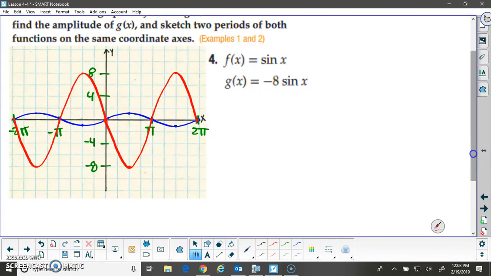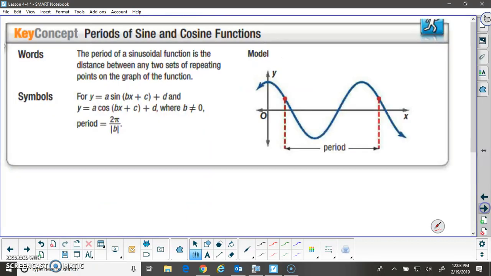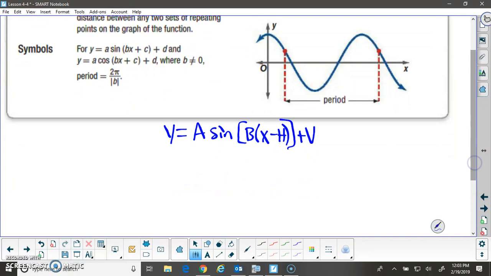Okay, so I've just shown you 4 graphs with vertical expansions and compressions and a couple of vertical reflections. So next I want to talk about changing the period. And we talk about sinusoids, and a sinusoid is an equation that's written like this. Now the A value affects the amplitude, the B value affects the period, the H represents the horizontal shift, the V represents the vertical shift.